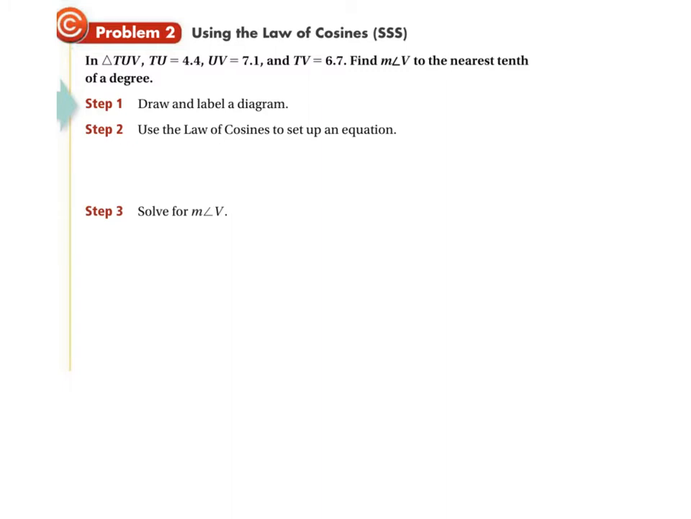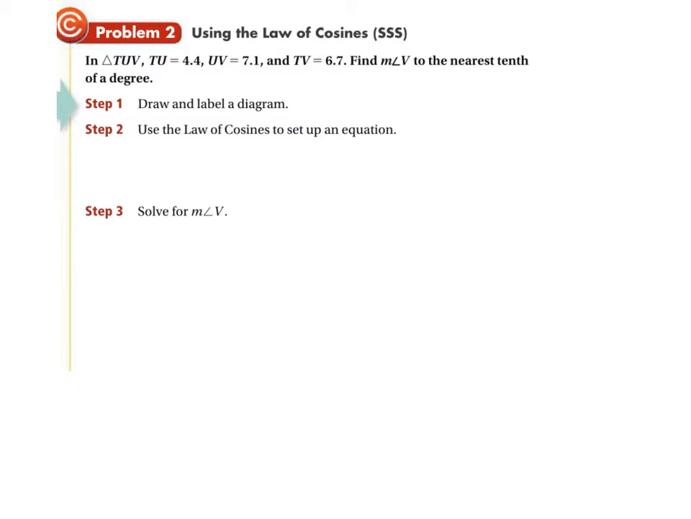Okay. Using law of cosines when you have side-side-side. They say in this triangle, triangle TUV, TU is 4.4, UV is 7.1, and TV is 6.7. Find the measure of angle V to the nearest tenth of a degree. And I left the steps here that they're showing you. They're saying first, draw and label the diagram.